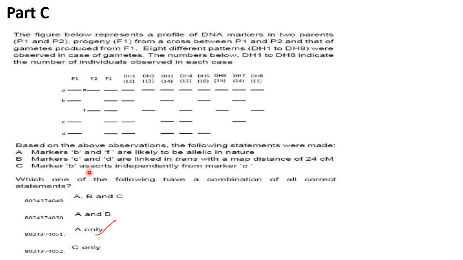Now next statement. Marker B assorts independently from marker C. Markers B and C: if you see over here, in DH2 both are not there, B and C are present in DH3, and B and C are present in DH7 also. So they both are linked. So they are not assorting independently. So the answer here is only option A is correct. Answer is A only.